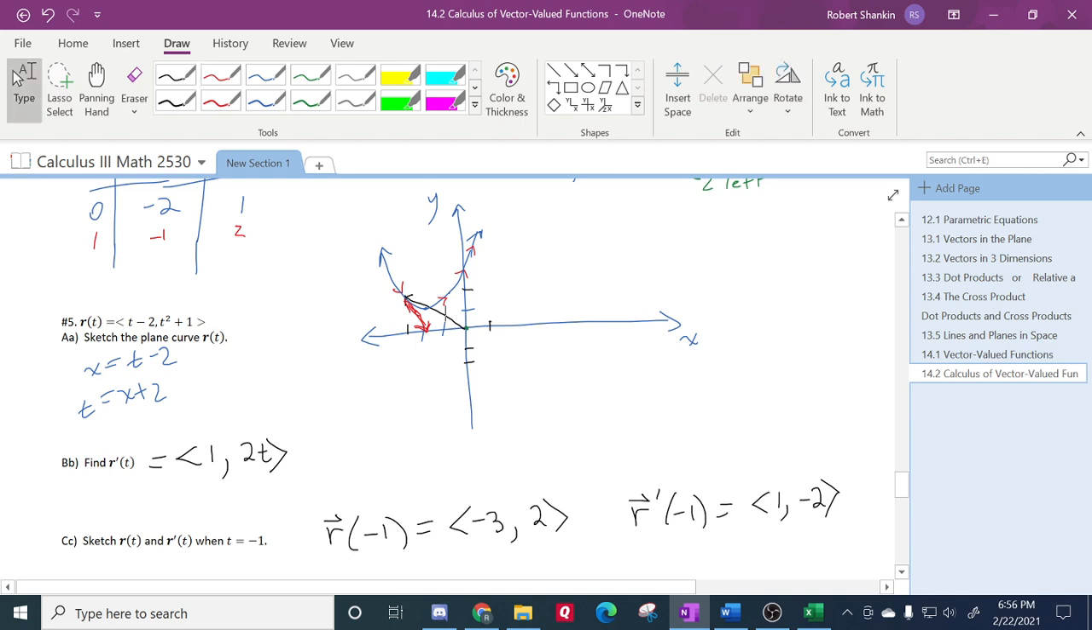Any questions? Okay. So we don't put it in standard position. Put its tail at this point, because it tells us about our traveling when we're at that point.